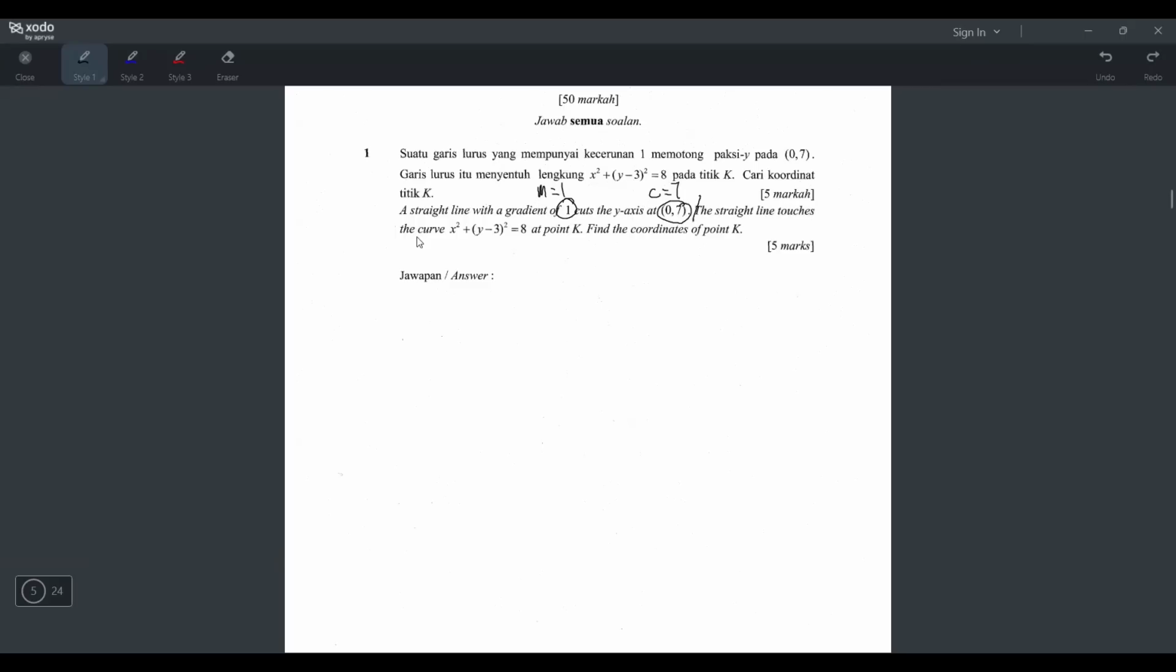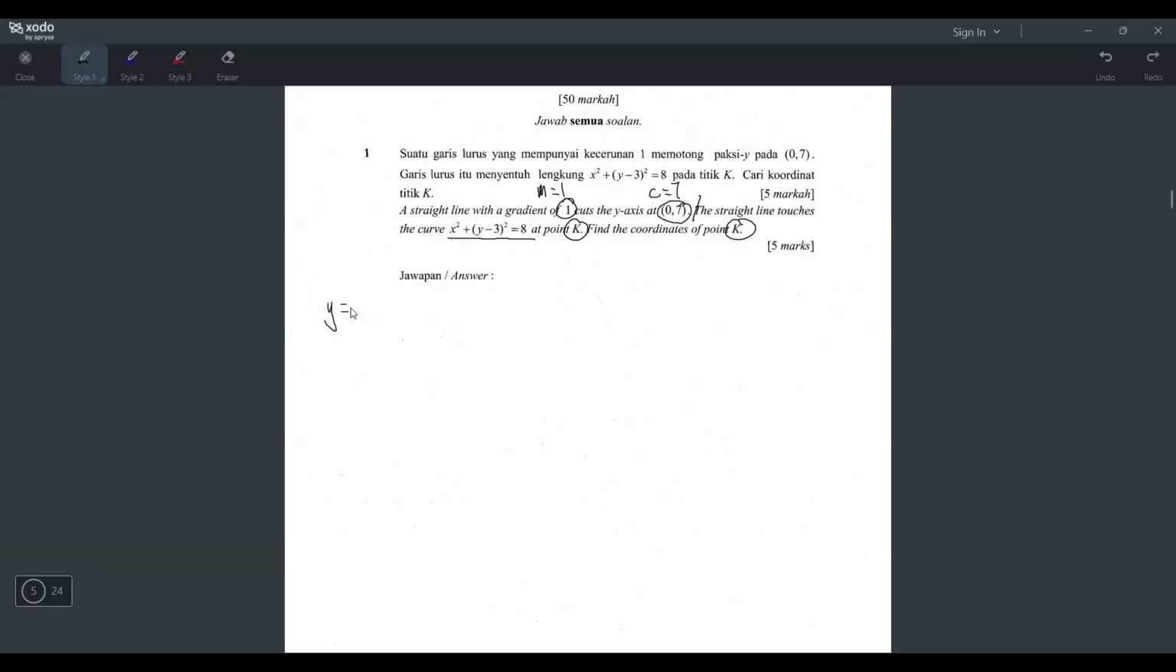The straight line touches the curve x squared plus (y minus 3) squared equals 8 at point K. So point K is the intersection point, and we need to find the coordinates of point K. If you want to find the intersection point of the line and the curve, you just have to take the straight line equation and the curve equation and do simultaneous. That's all. So let's write down the equation of straight line.